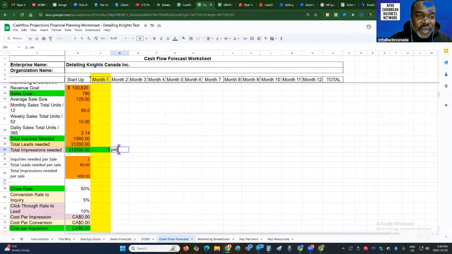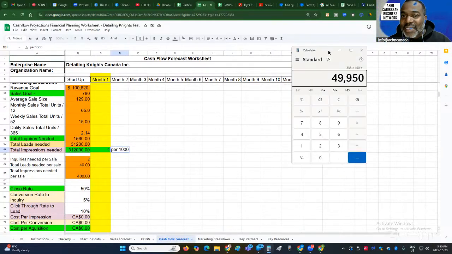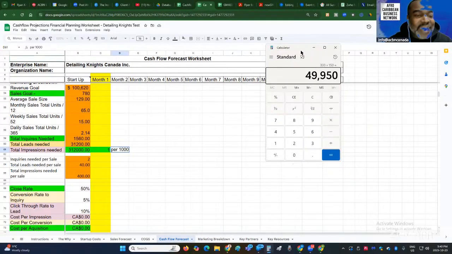No, let's just say $1. No, that'd be crazy. That wouldn't make any sense. So 1,000. So if we have $1 per 1,000, and I should actually just pull up my Google Ads and we can see, I think it was costing, yeah, just under $1. So for 1,000 impressions, it costs $1. So 312 divided by 1,000. So it would cost $312 to get 312,000 impressions.